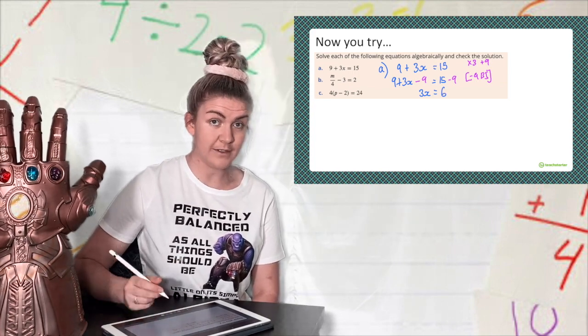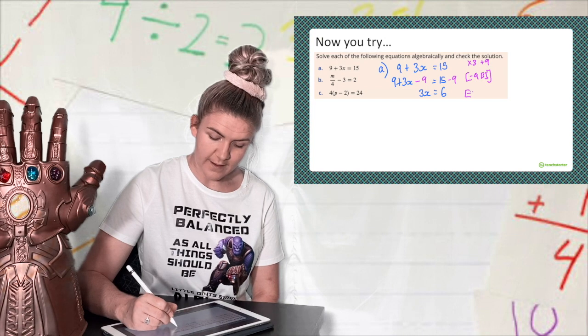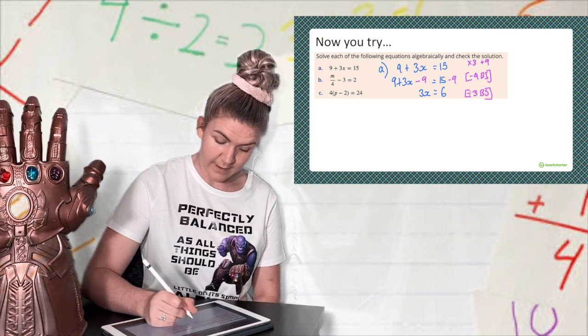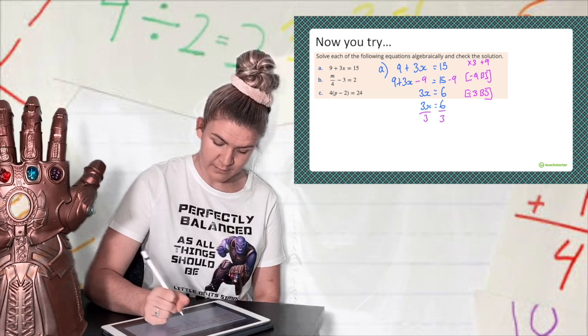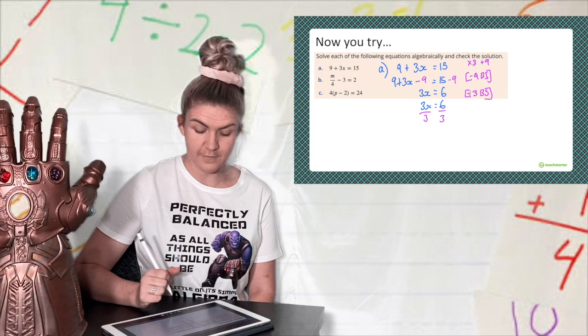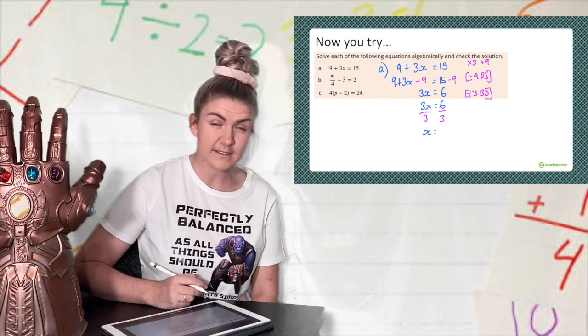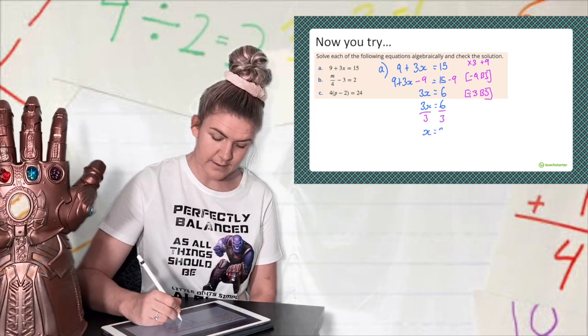Now I've got to undo the times by 3, so I'm dividing by 3 on both sides. I'm writing out my equation, I'm adding in my operation, and I'm simplifying. The 3's cancel, leaving me with x. 6 divided by 3 is 2.